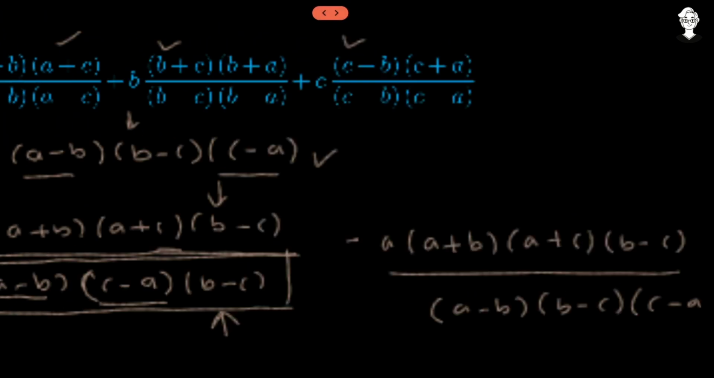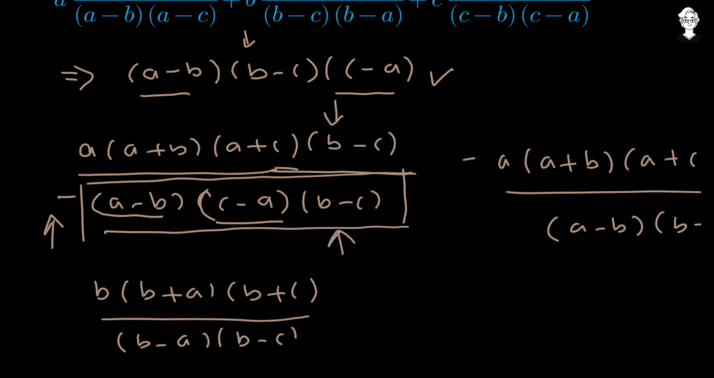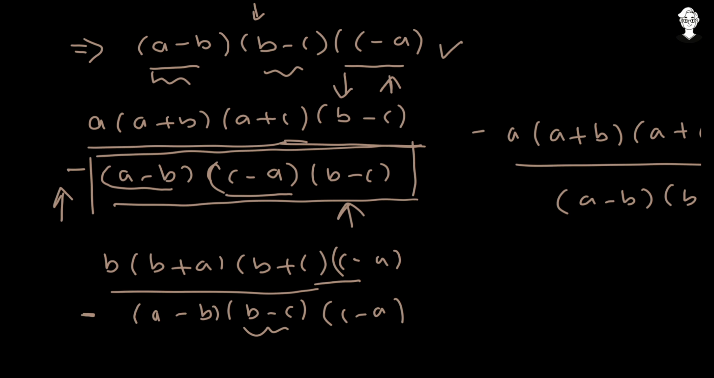Okay. Now the second term, that is b multiplied with (b plus a) multiplied with (b plus c) divided by (b minus a) multiplied by (b minus c). Okay. So again we can see that b minus c is completely present over here. Here we have a minus b and here we have b minus a. So I can take a negative sign common. So inside the bracket we will get a minus b. And what extra we need is c minus a. So I will simply multiply c minus a in numerator and in denominator. So again we can get the same denominator as we were looking for.